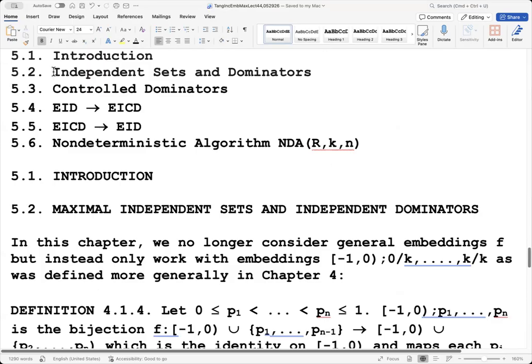All right. I may want to fix this. Maximal independent sets and independent dominators. Yeah, maybe I make that title a little bigger. Oh, I already did. So I already made the title bigger here. I just didn't do it in the table of contents. All right.